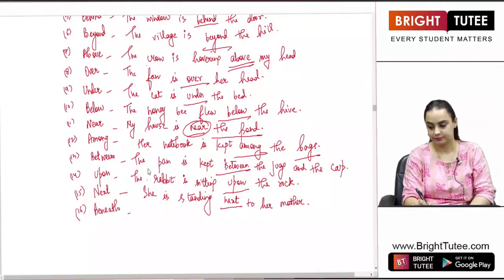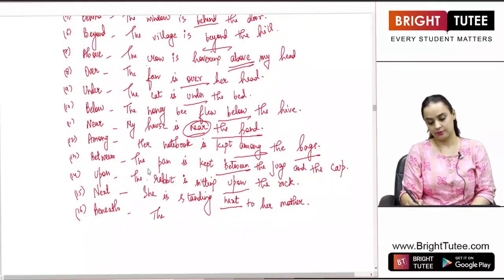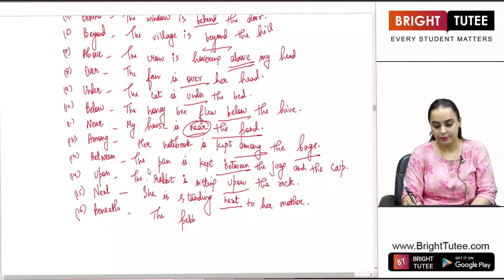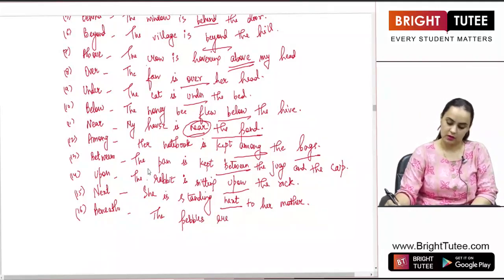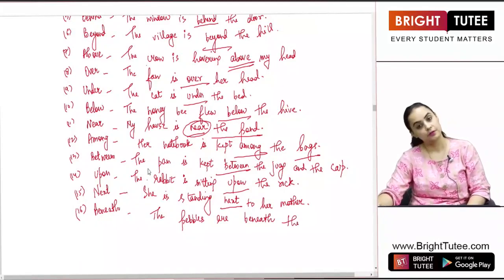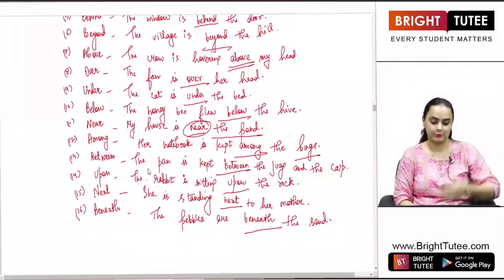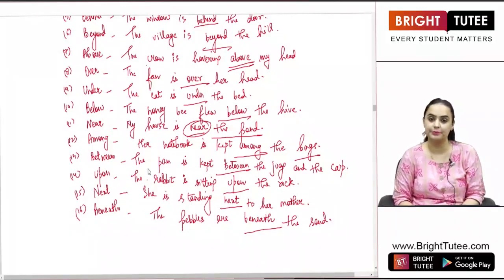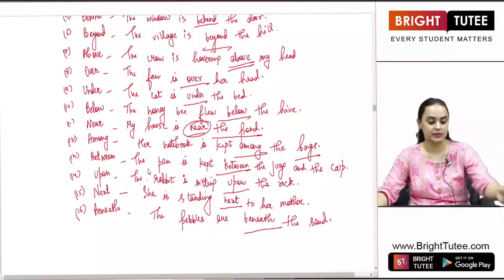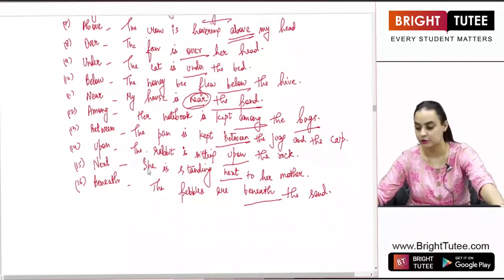Beneath. The pebbles are beneath the sand. So where are the pebbles? Beneath the sand. So these are a few common examples for prepositions of place, and I have discussed with you an example each for them.